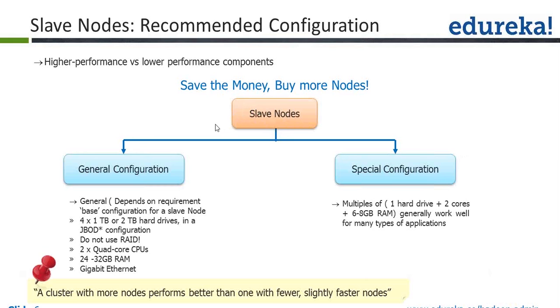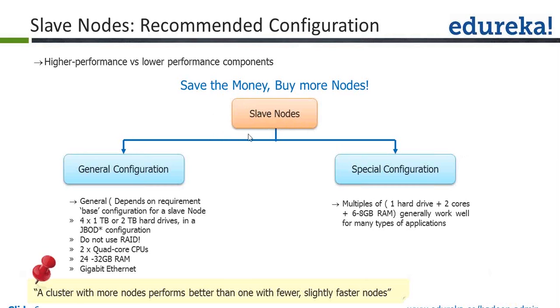Okay, so Amit is asking, failure of a disk, even if we have three disks, will it mark the data node dead? See, if all the disks are down on a node, yes, that node is gone.